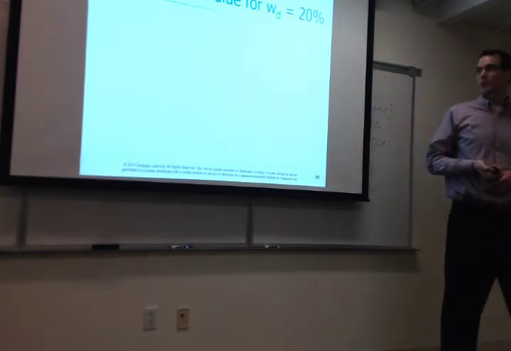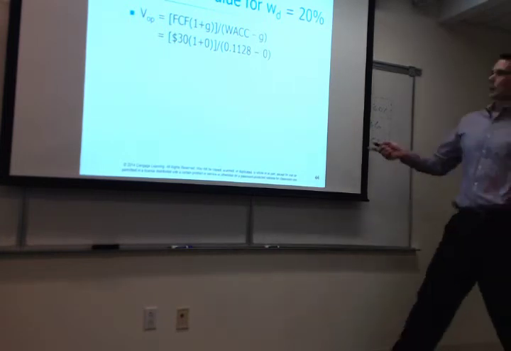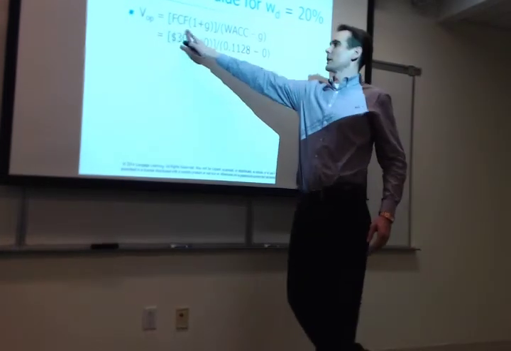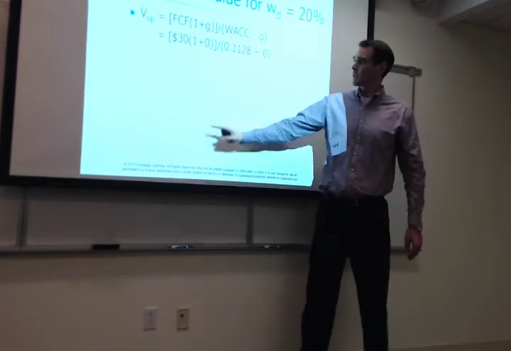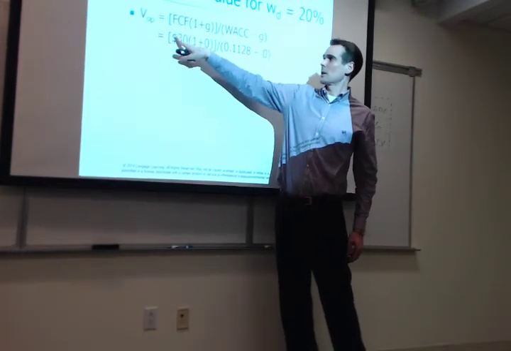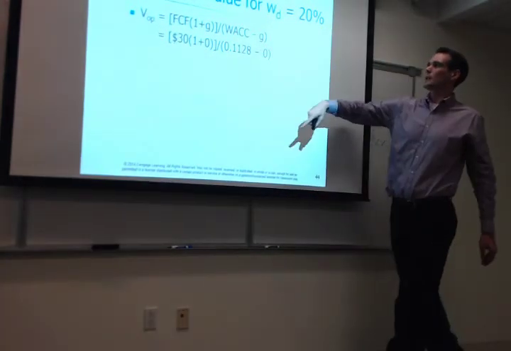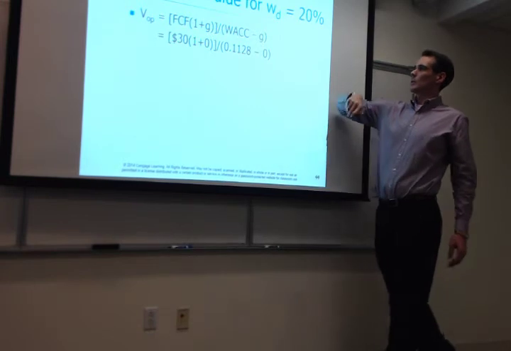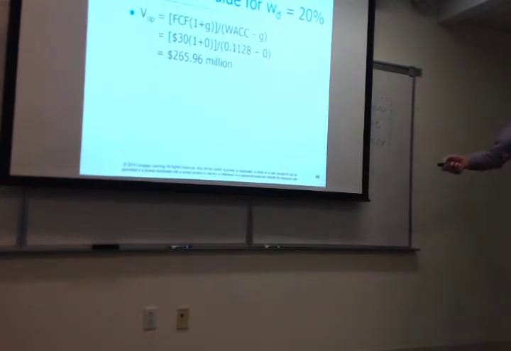That is our recommendation. That is what we tell you. Weighted debt, 20%. We're going to plug that into our perpetuity formula, the $30 million of free cash flow. Now, that doesn't change. The only thing is the discount rate is going to go down to 11.28%, and it's going to give us, it used to be a value of $250 million, now it's a value of $265 million.